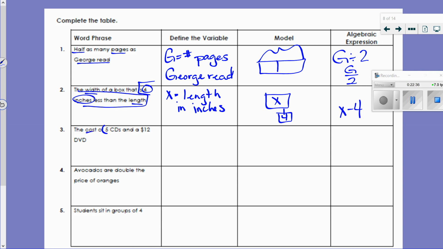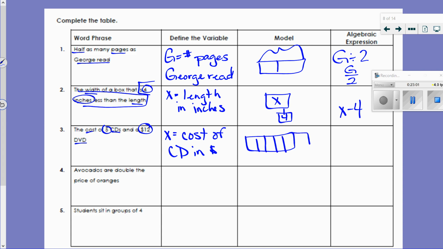Next one, the cost of 5 CDs and a $12 DVD. What is it I don't know? The cost of a CD. And again, be specific in dollars. My model. And means I'm putting them together, but I have 5 of these CDs. So I have 5 X's and the $12 DVD at the end. So my model, or my expression, is 5X plus 12.